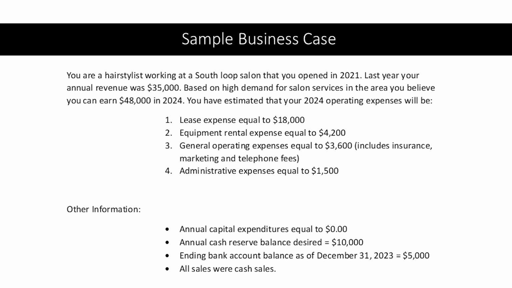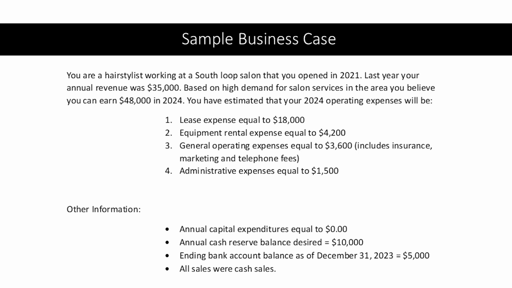$48,000 in sales. You also took the time to estimate what some of your expenses will be for this next year. Your lease expense, you believe, is going to be around $18,000. Your equipment rental expense, somewhere around $4,200. Your general operating expenses, which include insurance, marketing, and your telecom costs, somewhere around $3,600. General administrative expenses will total about $1,500. You've also added some additional items to this budget.